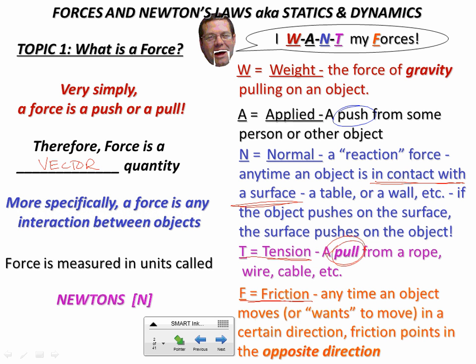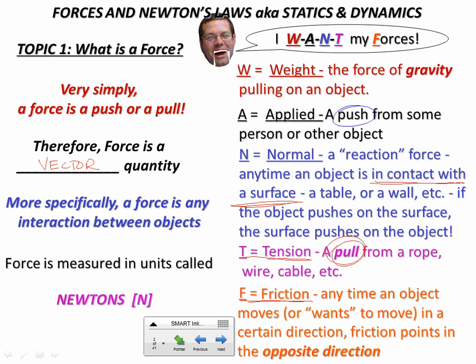Now we get to talk about it, all right? And the deal is anytime that an object moves or might otherwise move, friction is a force that opposes that. So it doesn't have to be motion. Sometimes friction can keep things from moving. But friction always points in the opposite direction that an object is moving or would move if there wasn't friction. Okay? So those are our 5 big forces.